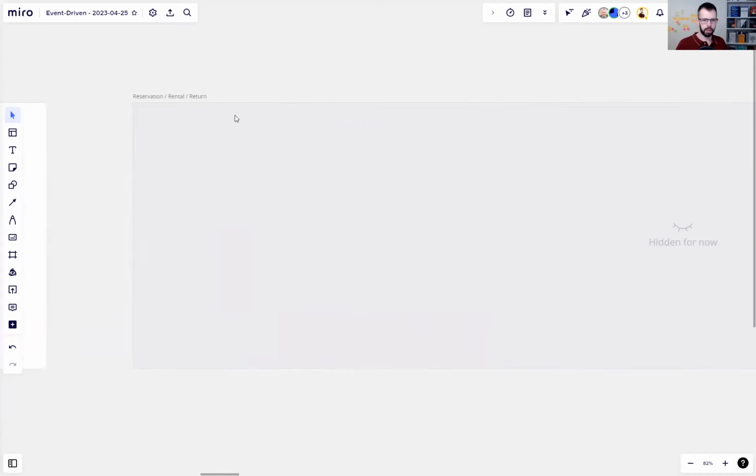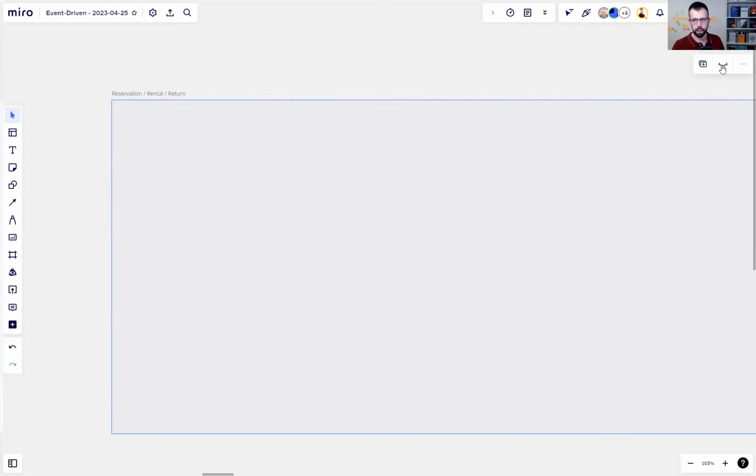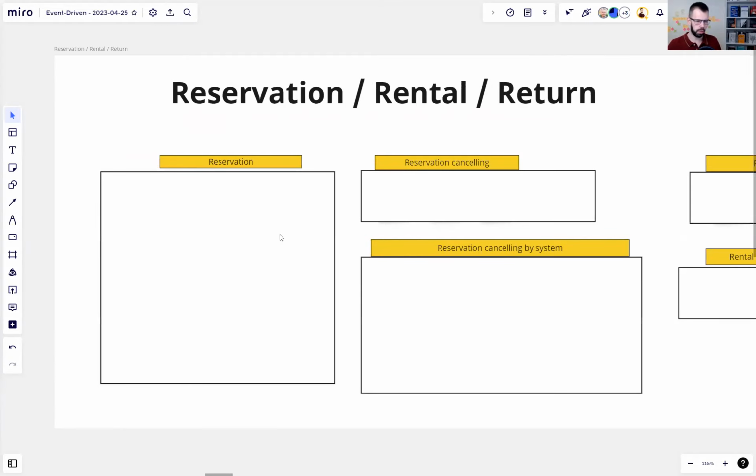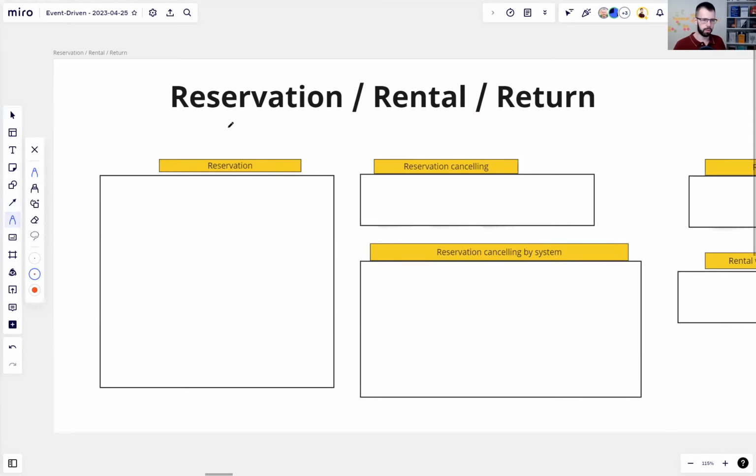So let's identify our main processes. Let's find out what kind of processes, steps, events we have there. I've already prepared some of these processes here, and I will be covering them with you, discussing them with you as we go. So first, we have three different parts as we discussed: reservation, rental, and return. And we'll go into the smaller processes of each of those bigger process areas.